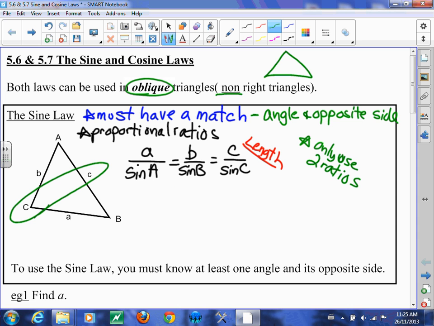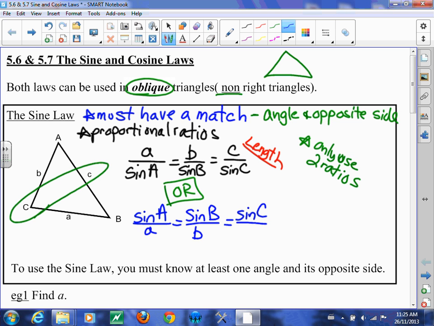The other type of formula you could use for the sine law is just flipping the fractions. So say we had sine of A divided by side A equals the sine of B, which is angle B, divided by the length of side B, equals the sine of C over the side of C. This, again, is used because on top you have the angles, so that's why we flip it to find the angles.